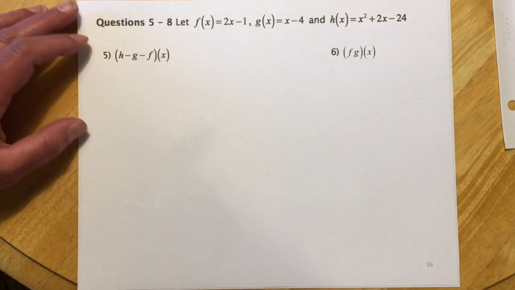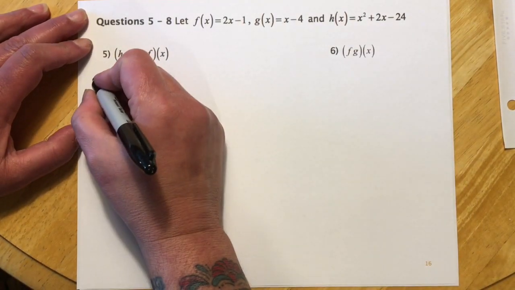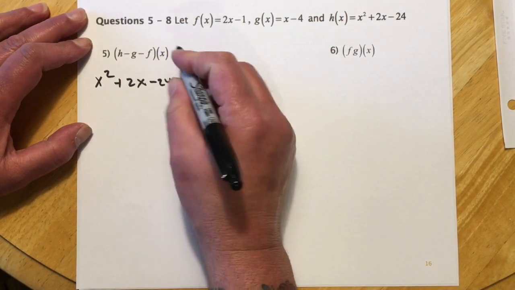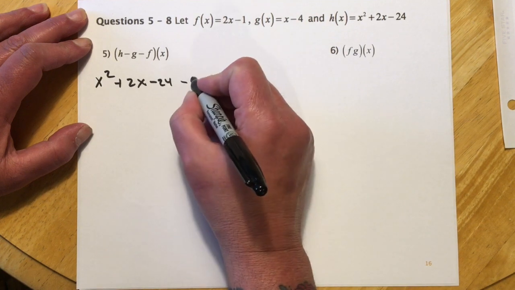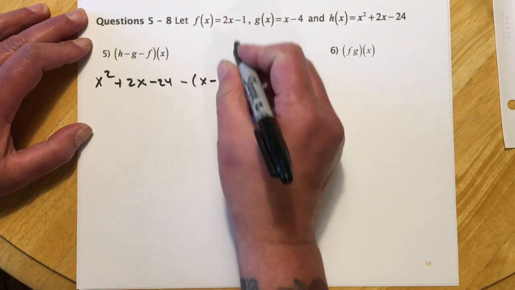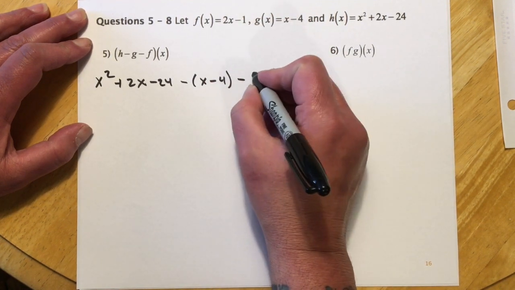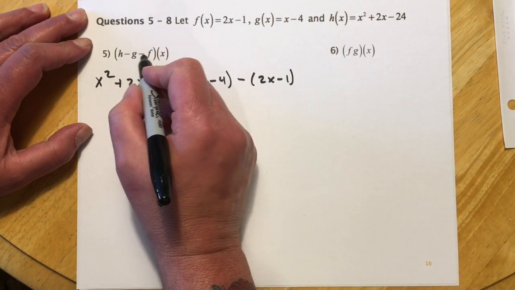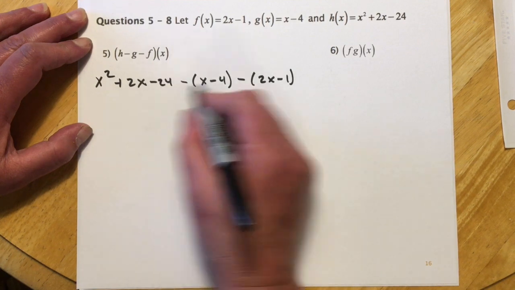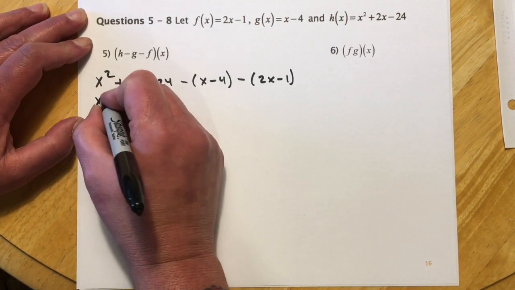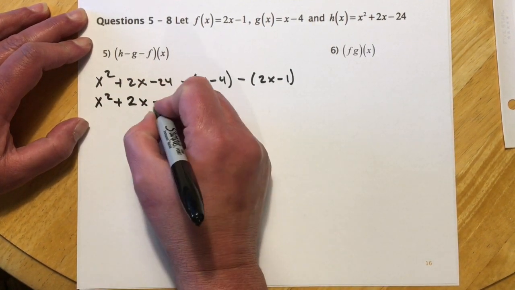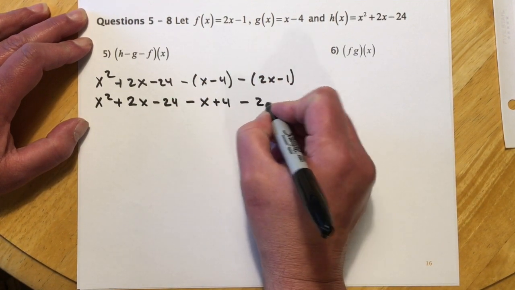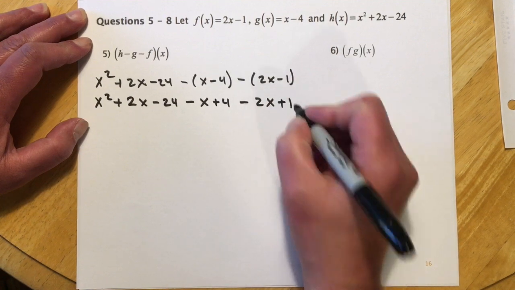These are the matched ones that have you try, so this is going to go h, x squared plus 2x minus 24, minus g, so minus x minus 4, and then minus f. Again, it's just like h of x minus g of x minus f of x. And so I'm going to rewrite the signs on that, just so I don't lose people. And that becomes a plus, and that becomes a plus.